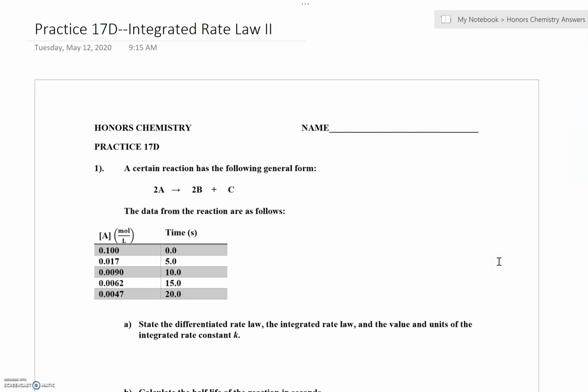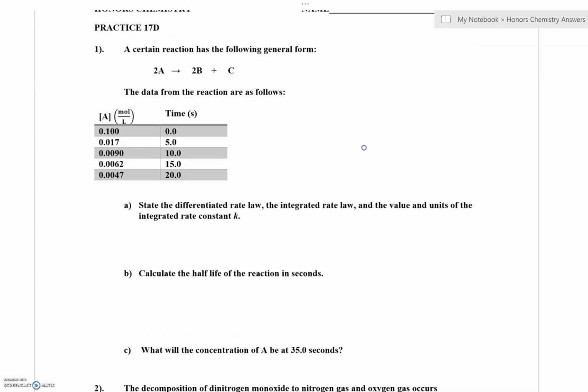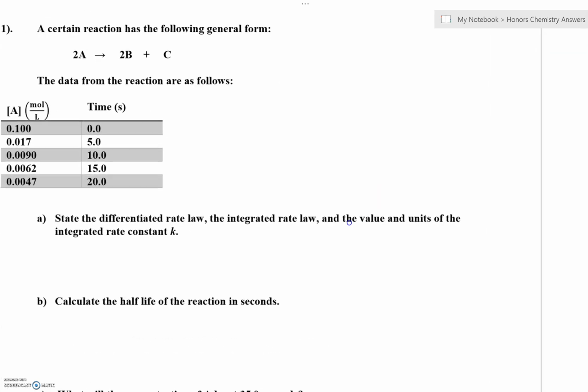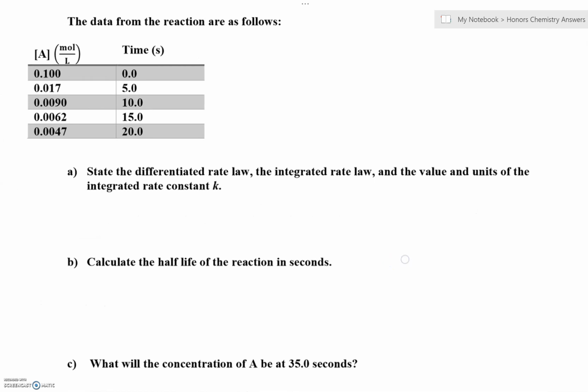It says, number 1, a certain reaction has the following general form. And it gives us some data, and it asks for 3 things. It says, state the differentiated rate law, the integrated rate law, and the value in units of the rate constant, integrated rate constant K. Okay, so let's get this data into our calculator and see what it looks like.